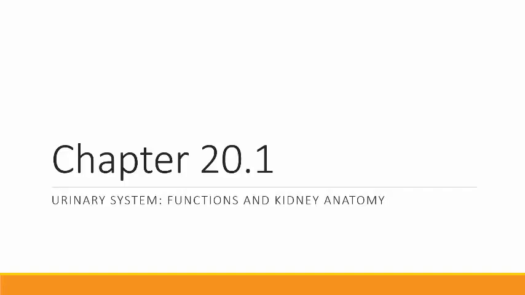So here we are at chapter 20, which is all about the urinary system. And in this first lecture, we're going to look at the functions and the anatomy of the kidney. So the functions of the urinary system and then the anatomy of the kidney by looking first at its structure and then at the blood supply to it.